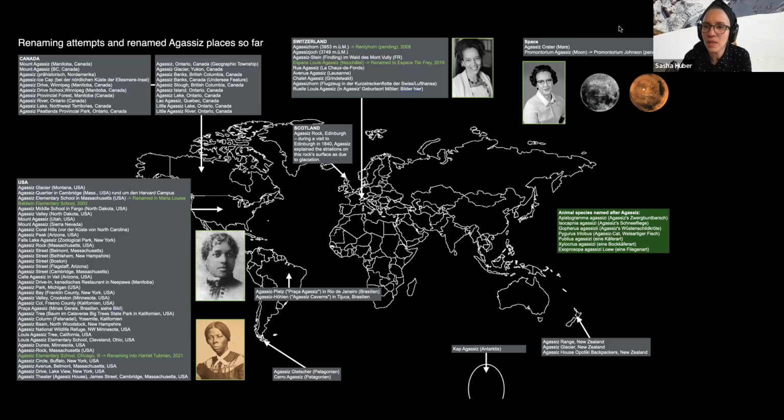Then I must say that also on the Moon and on Mars are places named after Agassiz. And my suggestion was to rename the Agassiz Promontorium on the Moon after Katherine Johnson. You see her on the top right. She was working for NASA, the mathematician who was calculating the trajectory of the Apollo moon landing.